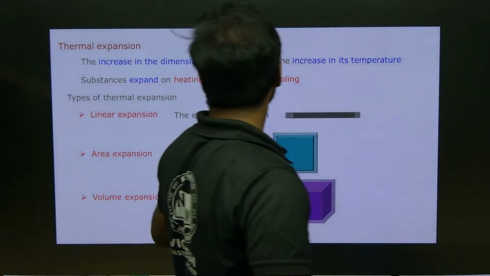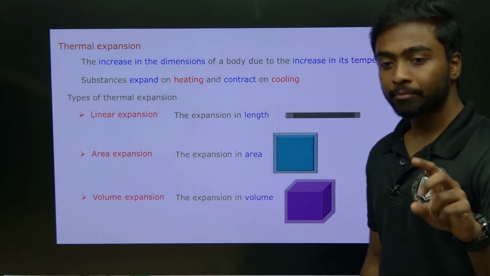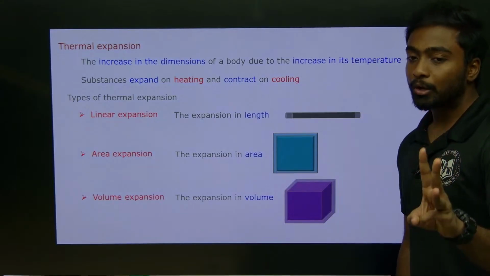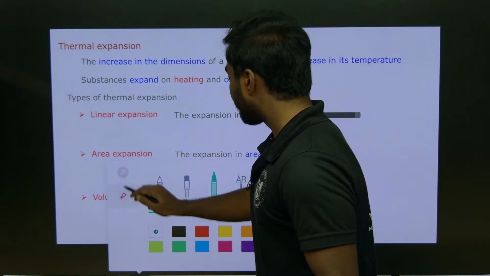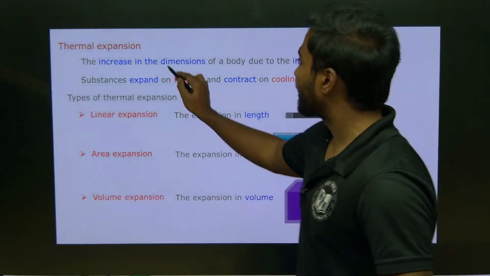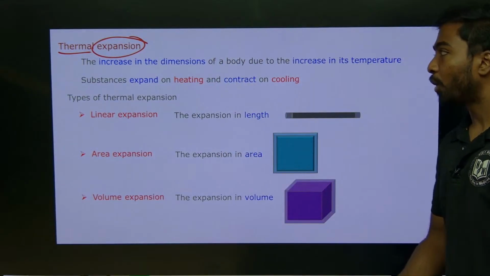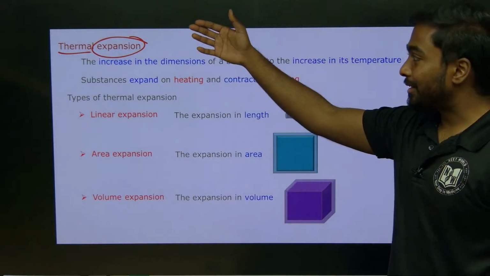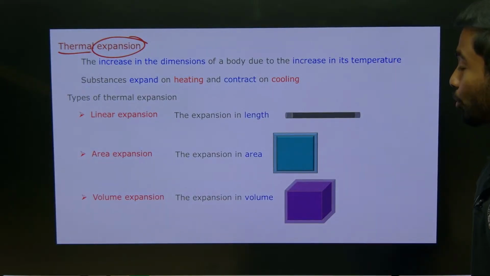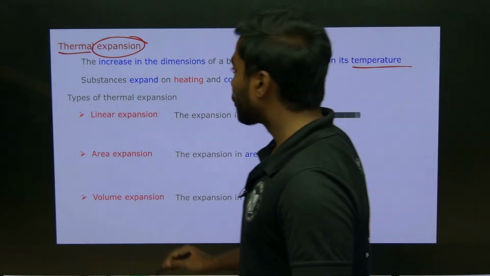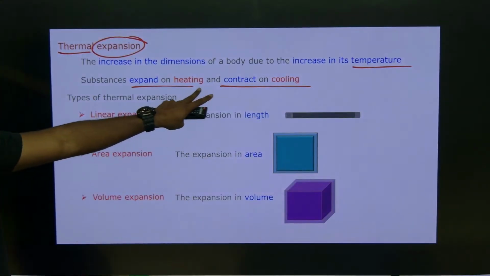So the next topic is thermal expansion. In this we are going to see three types: linear expansion, areal expansion and volume expansion. Before that, what is the meaning of thermal expansion? Expansion, obviously we know, means something is enlarging. Thermal means we are talking about heat and temperature. So thermal expansion is heat expansion: the increase in the dimensions of a body due to an increase in temperature. The substance expands on heating and contracts on cooling. These are the two important points.